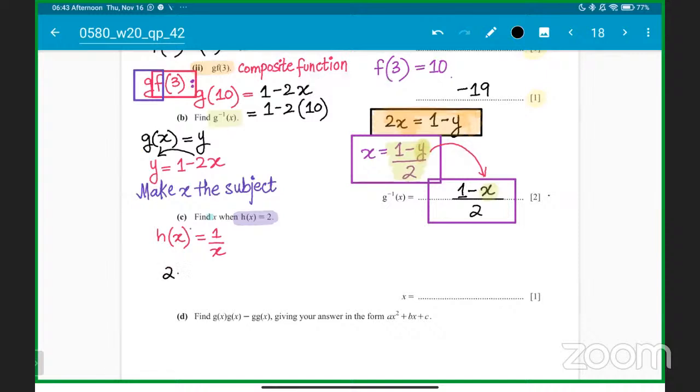You put it there instead of hx because hx is equal to 2. 2 is equal to 1 over x. And what is the x value? You cross multiply, 2 will come down in the denominator. So x is equal to half. You can write it down: x is equal to half or 0.5.